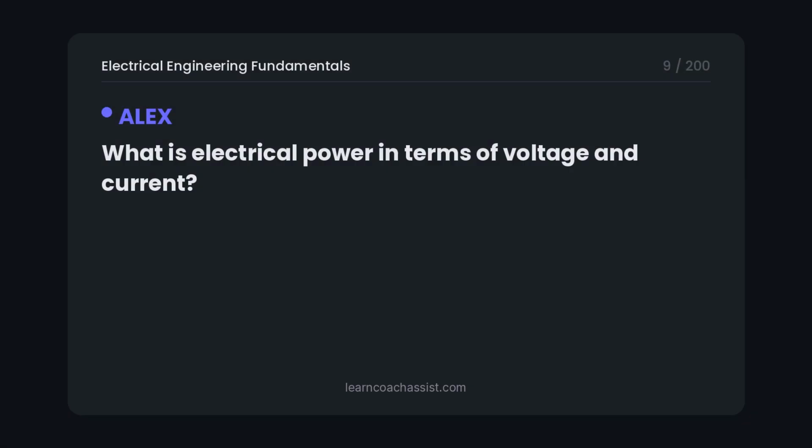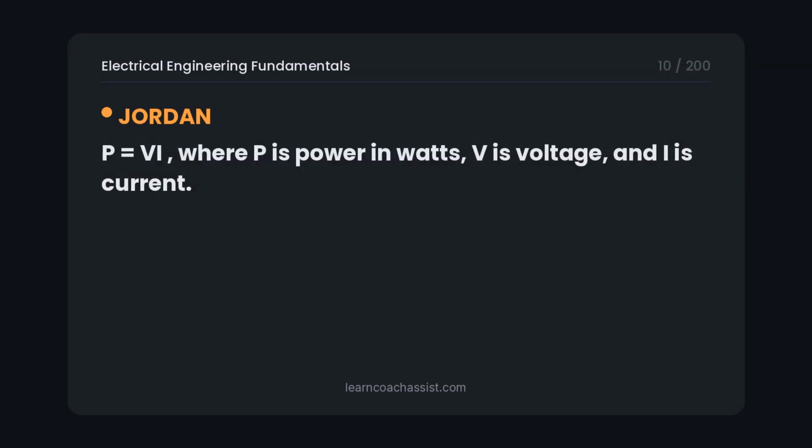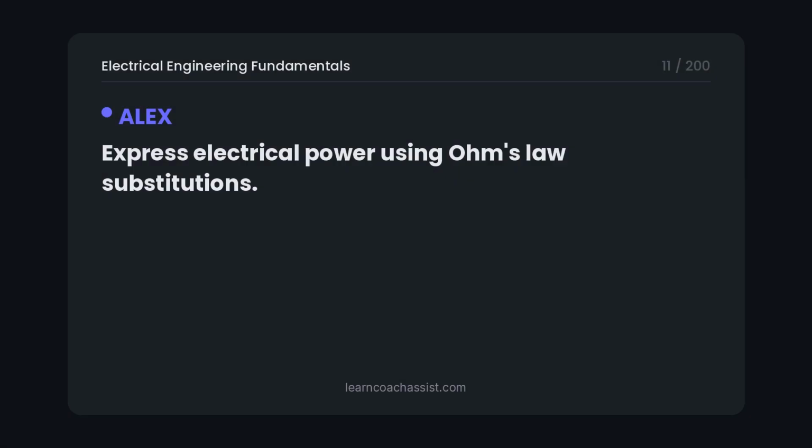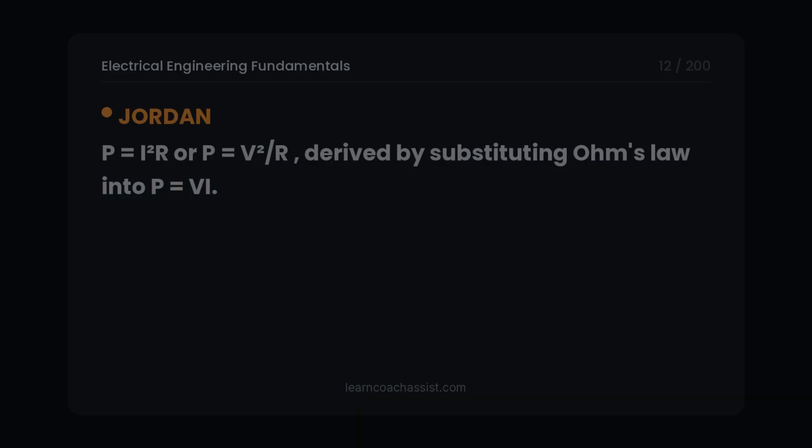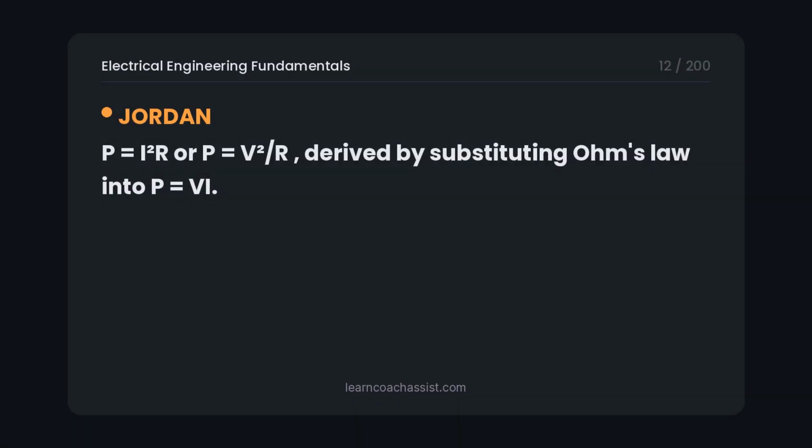What is electrical power in terms of voltage and current? P equals VI, where P is power in watts, V is voltage, and I is current. Express electrical power using Ohm's law substitutions. P equals I squared R, or P equals V²/R, derived by substituting Ohm's law into P equals VI.